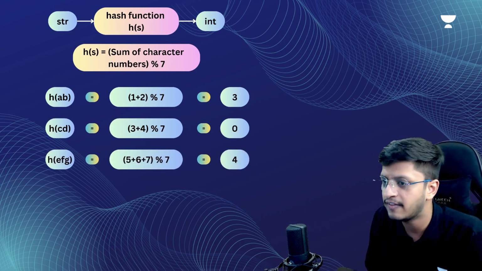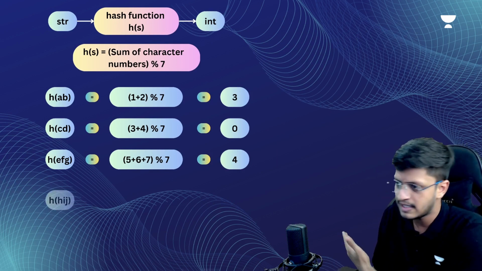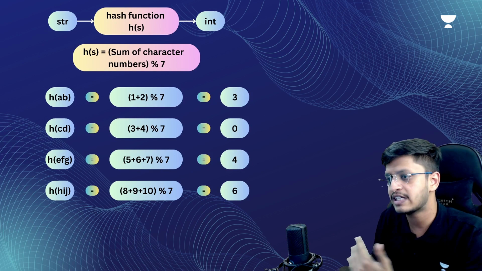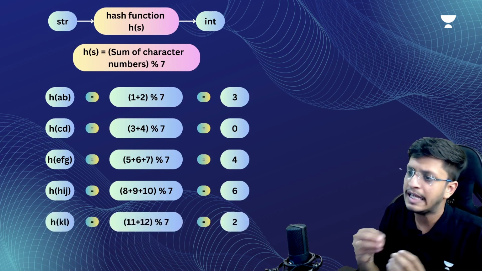Similarly, the hash of CD will become 3 plus 4 modulo 7, which is 0. Hash of EFG will become 4. Hash of HIJ will become 6. Hash of KL will become 2.